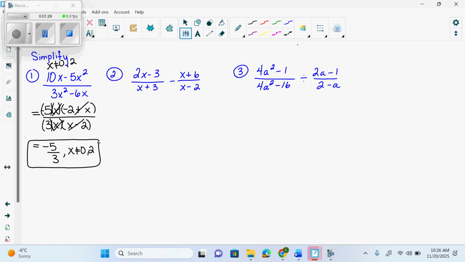The next one is subtraction. When I subtract, I need what? Common denominator. What's common to x plus 3 and x minus 2? Nothing. So I need to multiply this one by x minus 2. And this one by x plus 3.